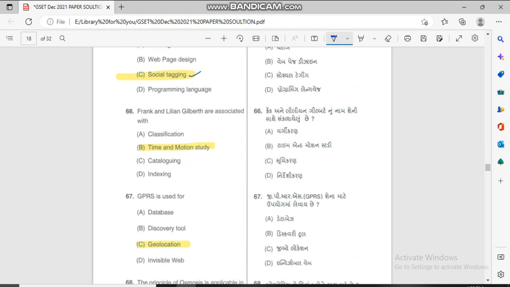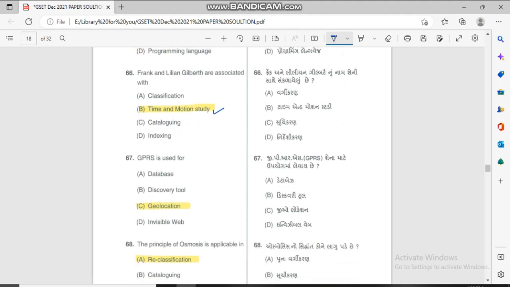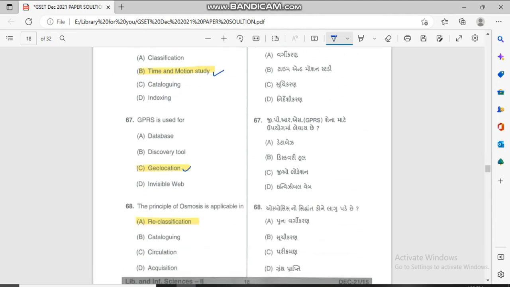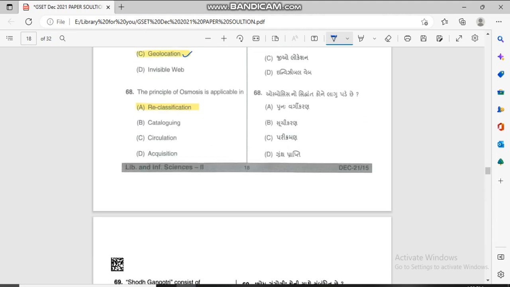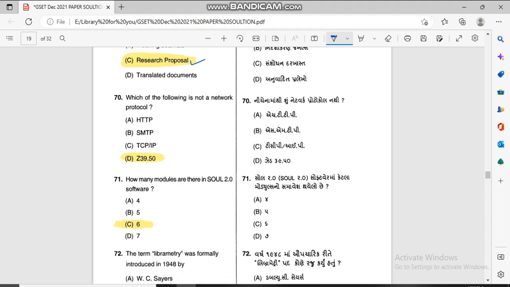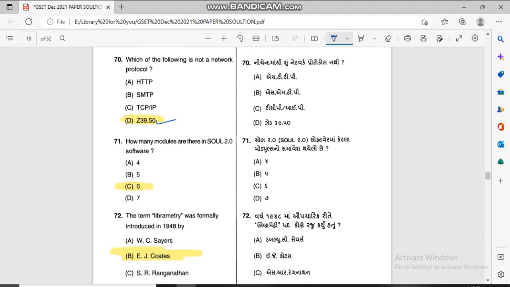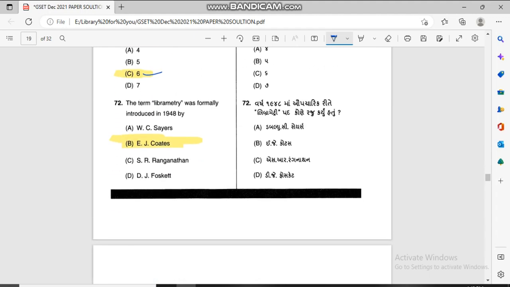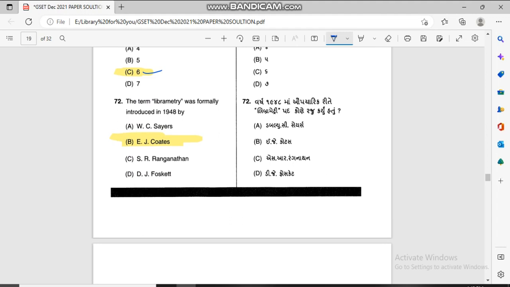Frank and Lillian Gilbreth are associated with time and motion study. GPRS is used for geolocation. The principle of osmosis is applicable in reclassification. Shodh Gangotri consists of research proposals. Which of the following is not a network protocol? Z39.50. How many modules are there in SOUL 2.0? The term librametry was formally introduced in 1948 by E.J. Gross.